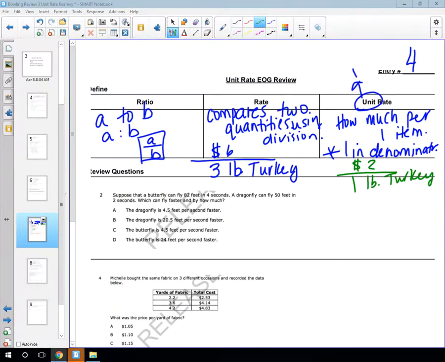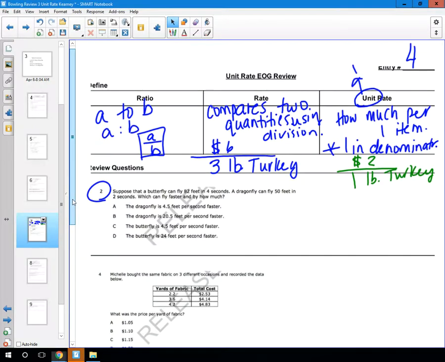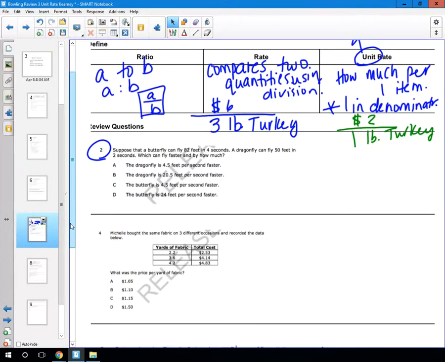Okay? So I'm going to go over probably 2 practice problems with you guys, and then I'm going to let you work on some on your own. Okay? So let's start with the first one together. Let's talk about this one here. It says, suppose that a butterfly can fly 82 feet in 4 seconds. A dragonfly can fly 50 feet in 2 seconds. Which can fly faster and by how much?